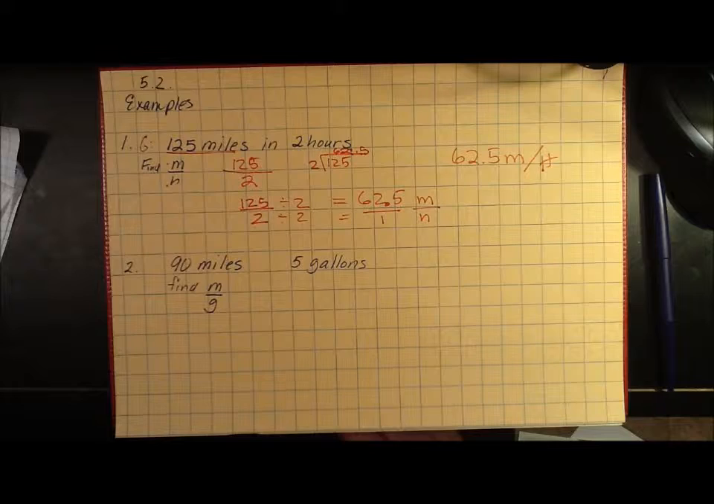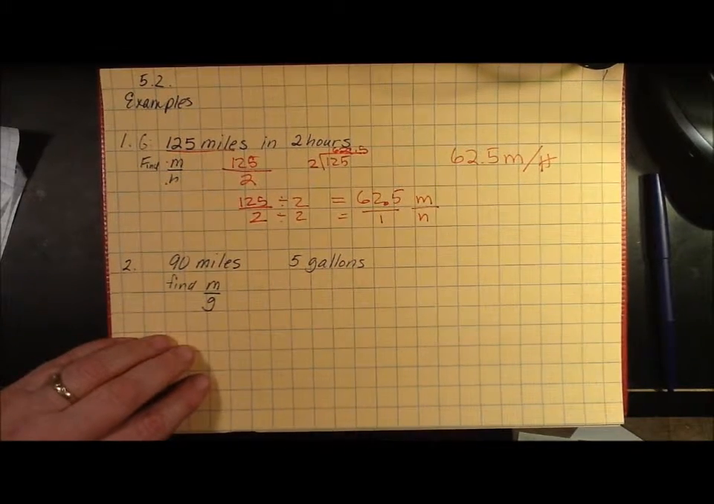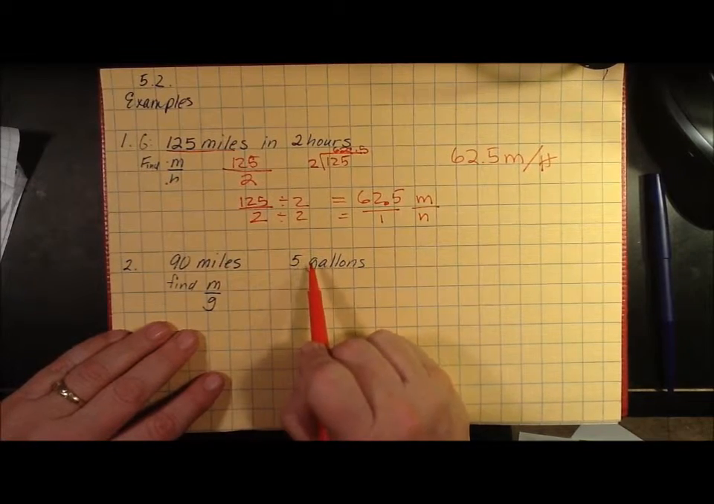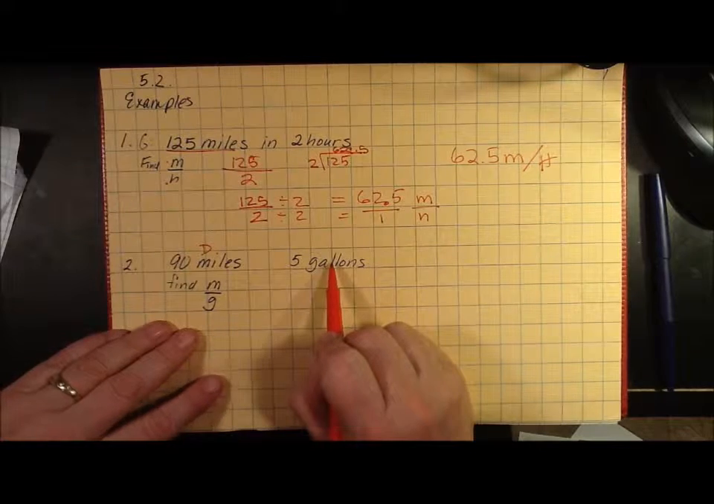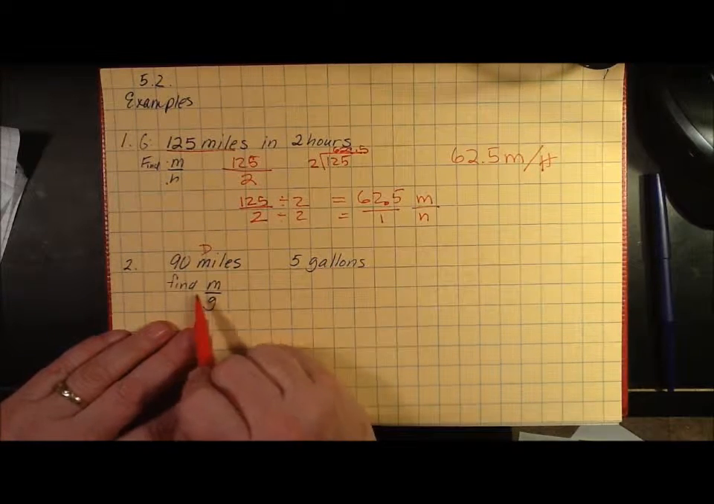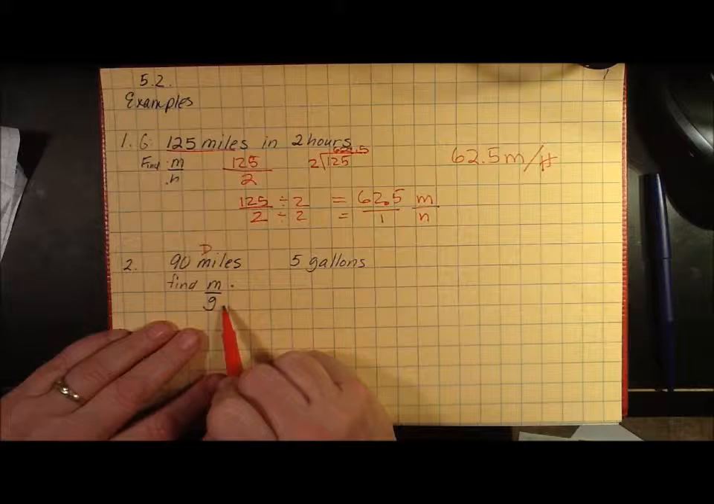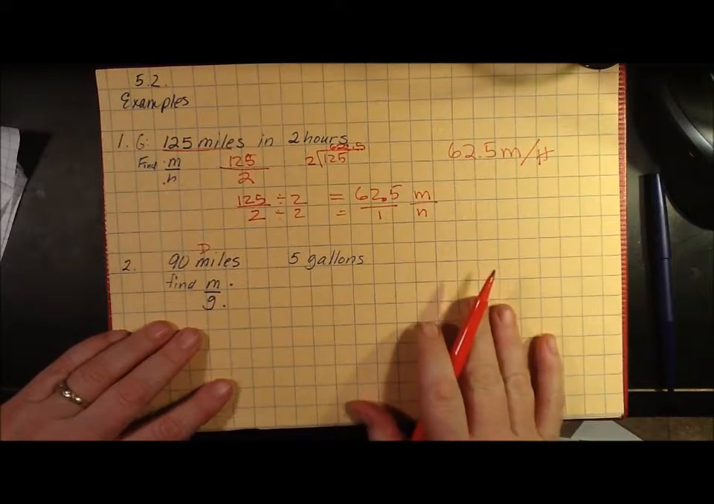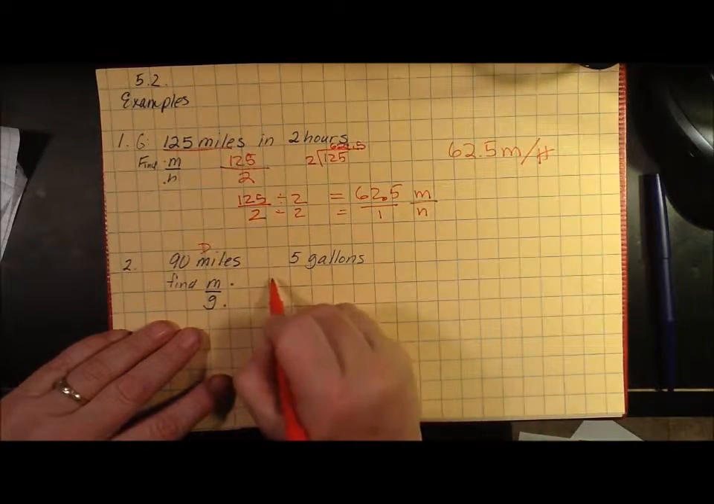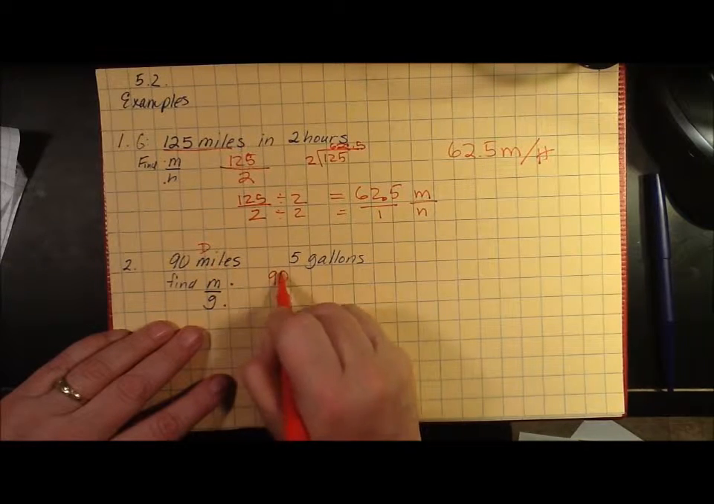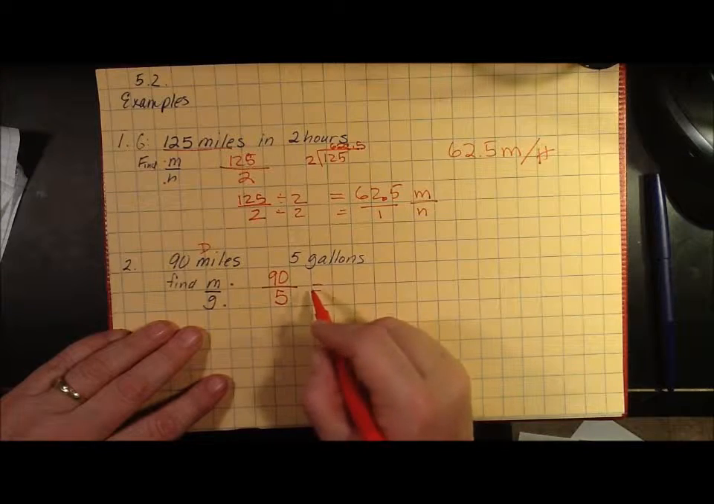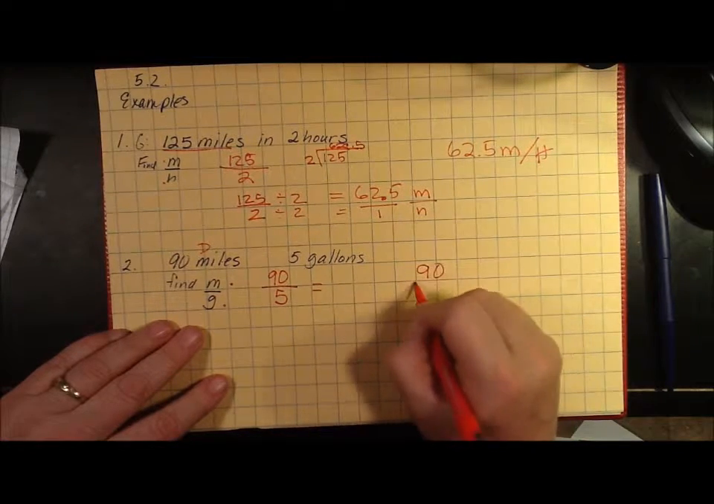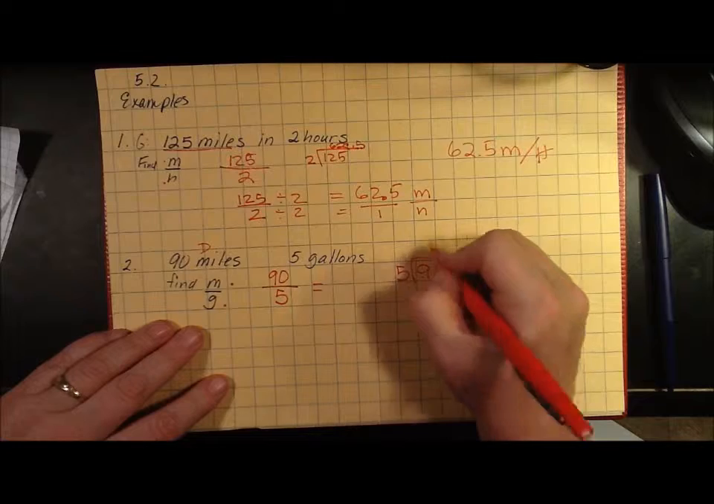In the second example, they say that a car travels 90 miles, that's the distance, on 5 gallons of gas. And they want you to find how many miles per gallon the car gets. So I'm going to just plug in my data. Miles is 90, gallons is 5. And again, I can just divide 90 by 5.